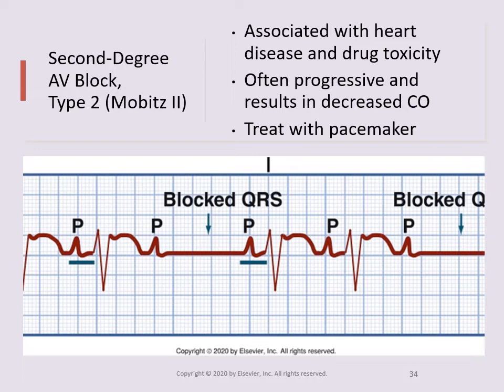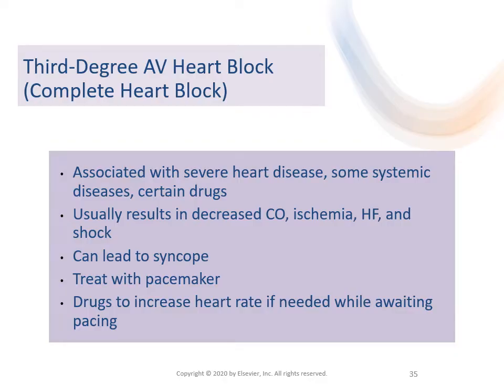This rhythm is the second-degree AV block type 2, or a Mobitz 2. It doesn't have a funny name like Wenckebach block. It is P waves and QRSs. Every QRS has a P wave, but every P wave does not have a QRS. It does not show that repeated pattern that the second-degree AV block type 1 shows.